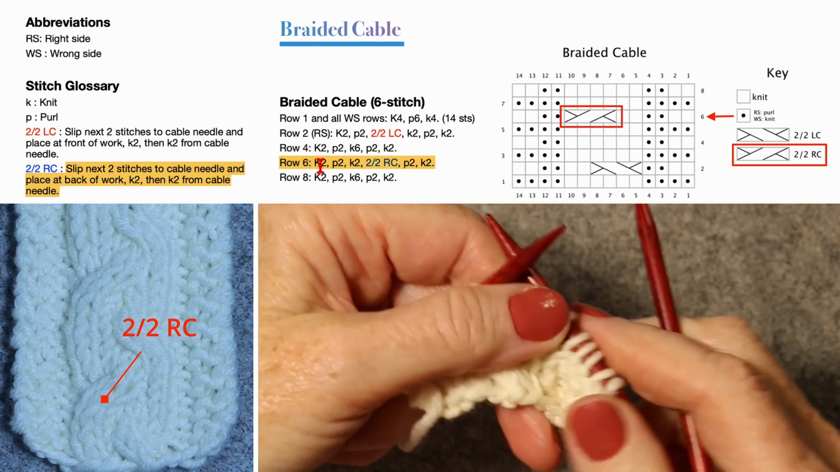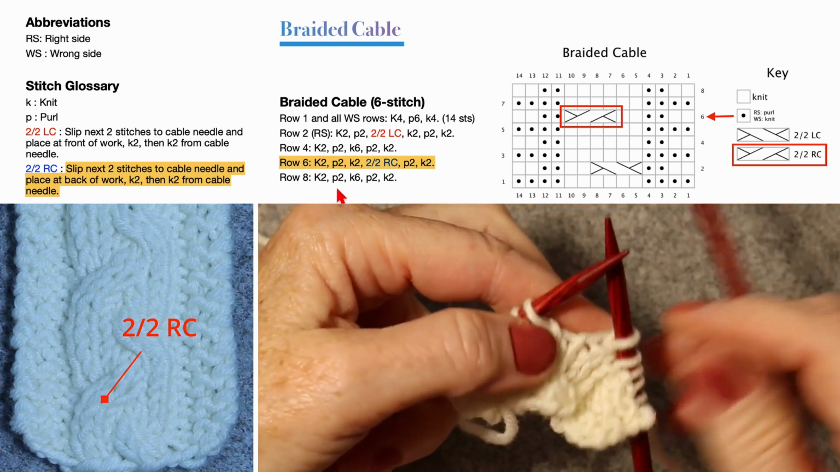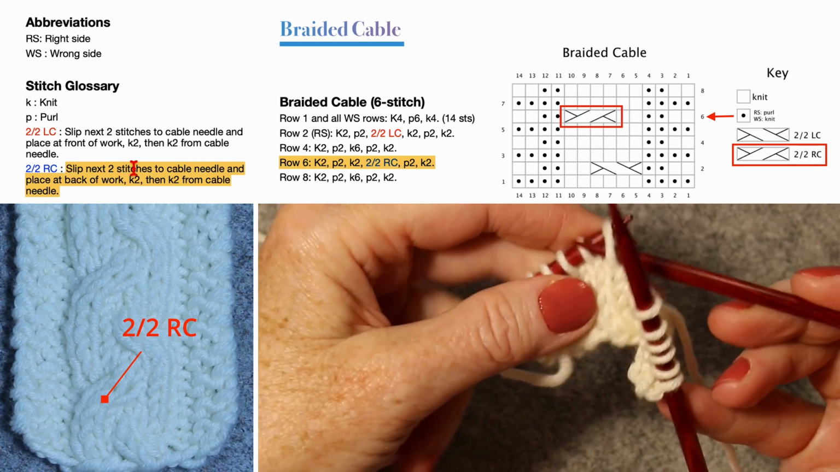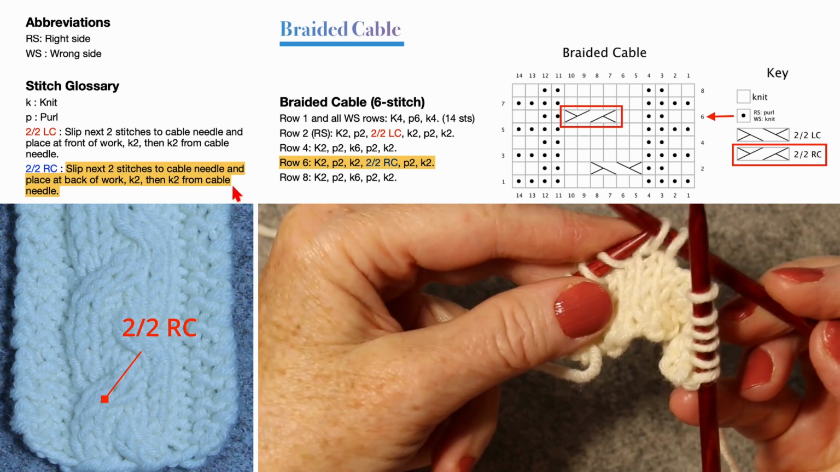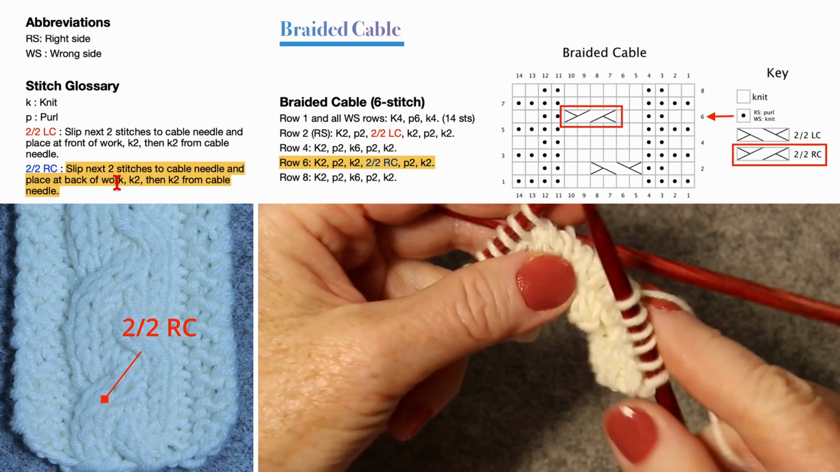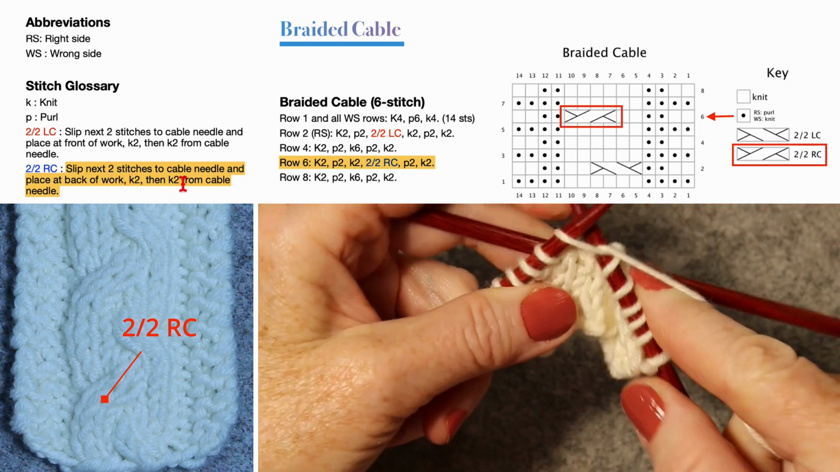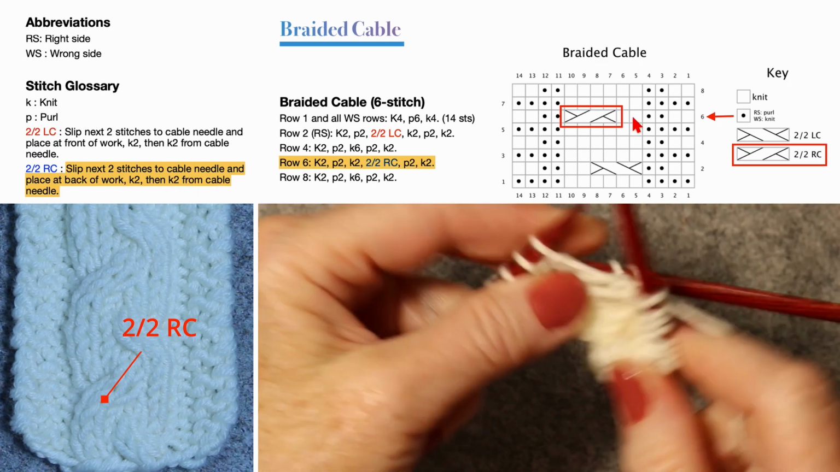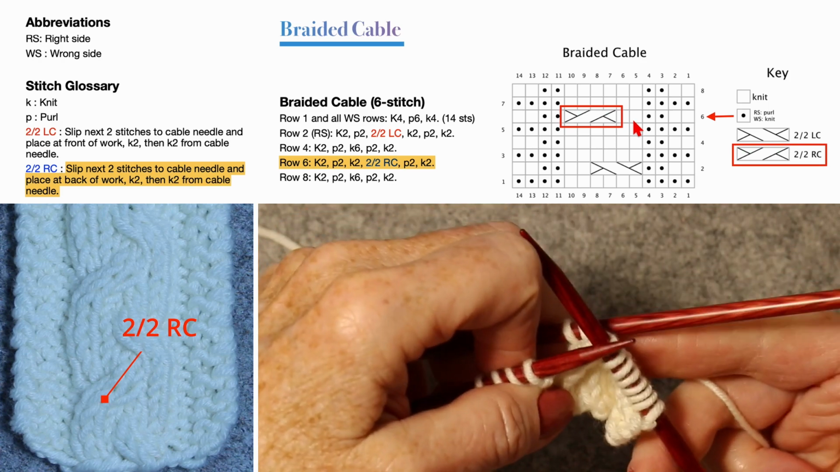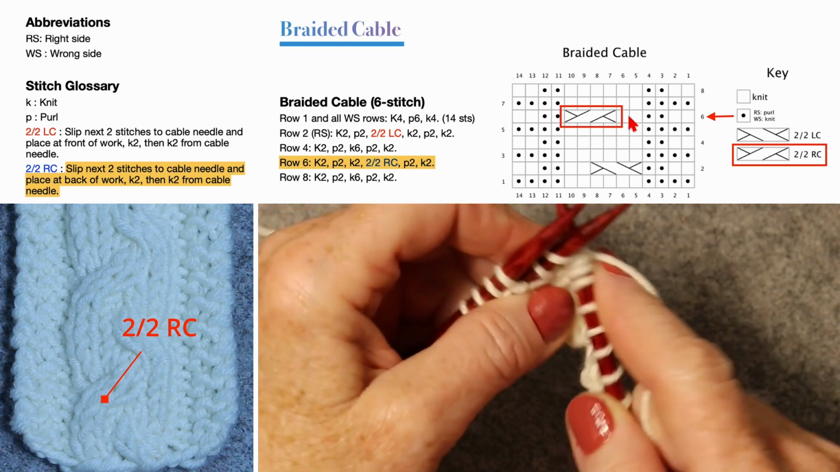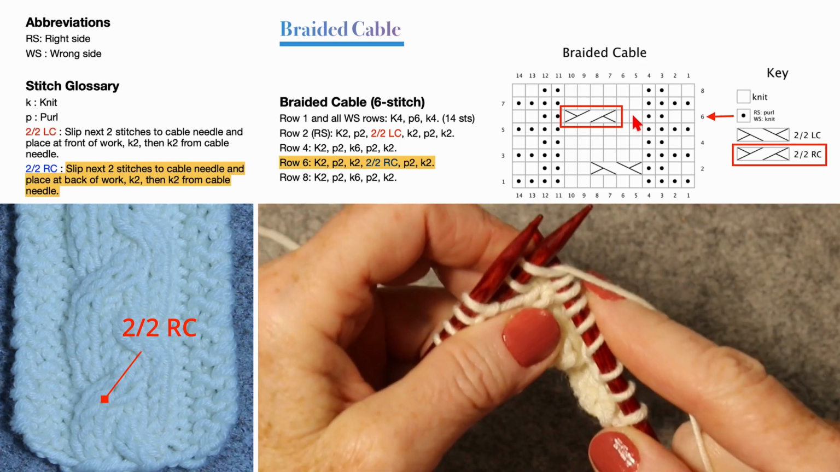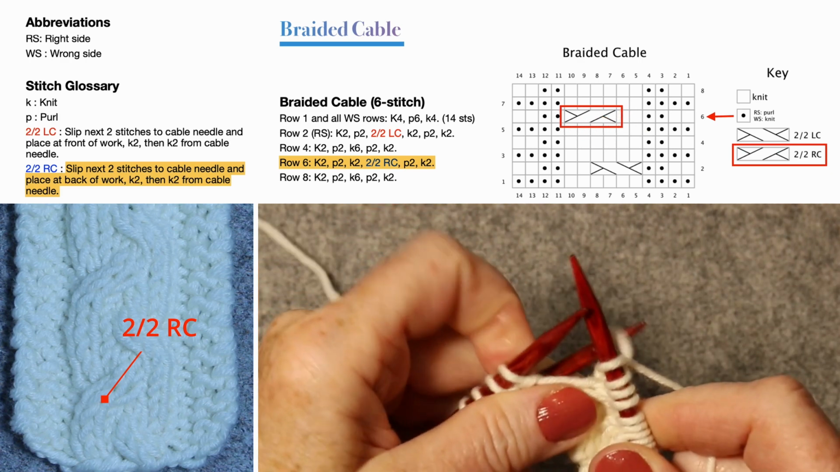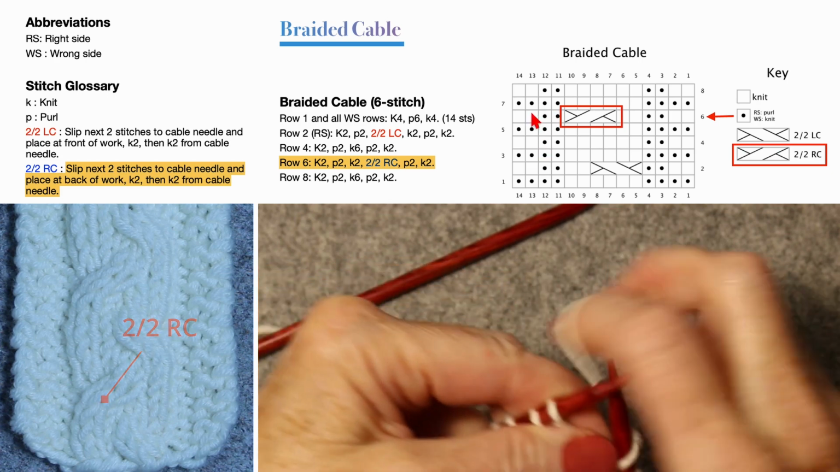We're working on row 6. When you look at the glossary, it tells you to slip the next 2 stitches to the cable needle and place at the back of your work, and then knit 2 and then knit the 2 from the cable needle. The other thing to note is that the first 2 stitches of our 6-stitch cable are knit. So you just knit those first 2, and the right cross cable is worked on the last 4. And then we finish the row again with purl 2, knit 2.